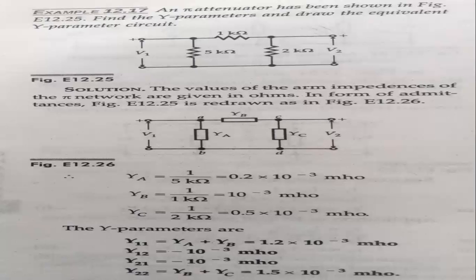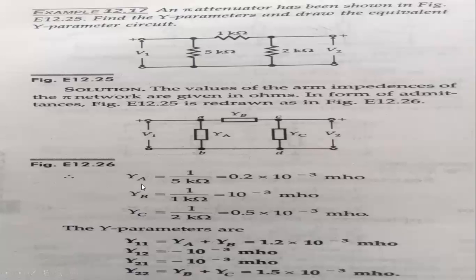So the values are given: this is YA, this is YB, this is YC. YA is 5 kilo ohm, YB is 1 kilo ohm, and YC is 2 kilo ohm. So the values are given and you need to simplify this numerical, which is in the pi section, and by using the Y parameters or the short circuit parameters, you need to find all the values, that is YA, YB, YC, along with the equivalent circuitry in the form of the terminal parameters y11, y12, y21, and y22.